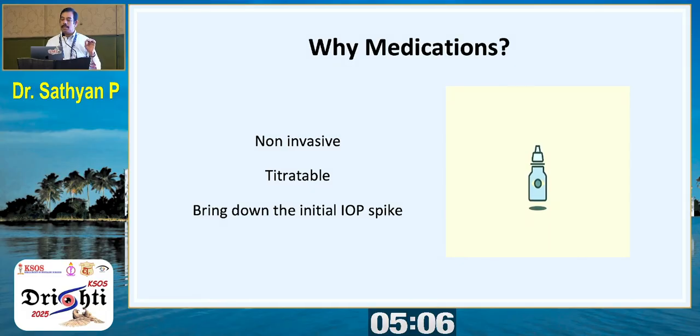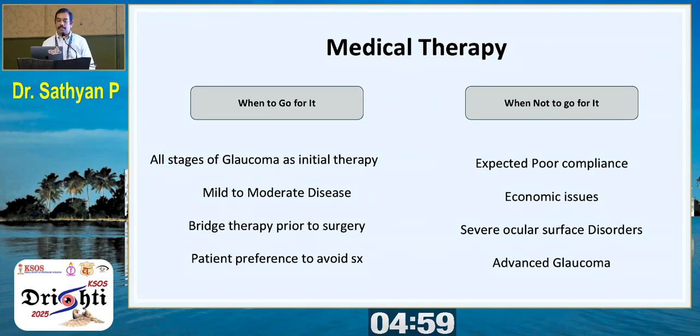Medication is definitely non-invasive. It is titratable. It brings down the IOP to whatever levels we are expecting. In all stages of glaucoma it works, and any type of glaucoma it really works. That is the reason why we all start with the medications. But once you expect the patient to be very poorly compliant, I was just telling George that in our own population, the compliance of our medical management after 1 year is only 20 to 30%.